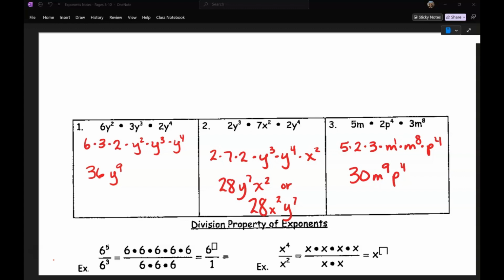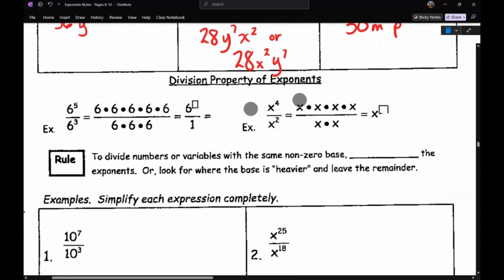Remember, I can't combine the x with the y, so they stay separate. And then 30m to the 9th, p to the 4th. Remember, when there's not an exponent written, it's an understood one. All right, let's do some division.